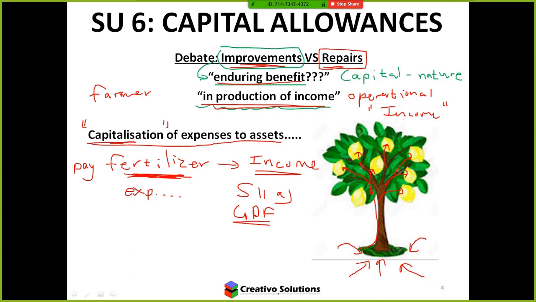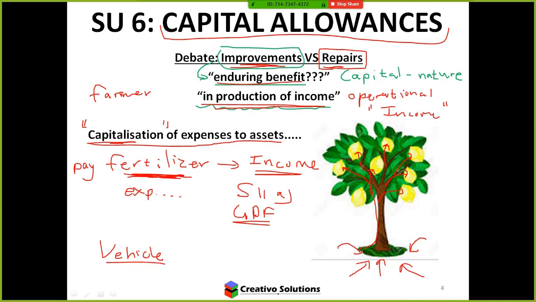So am I improving the tree versus am I using something to produce income or to operate, right? So what am I looking at here in terms of capital? I'm looking at expenses that would be capitalized to assets. So for example, I can't really apply it to a tree unless maybe, let's see, could there be an improvement to a tree? No, I can't think of one. That probably wouldn't work. But let's say a vehicle.